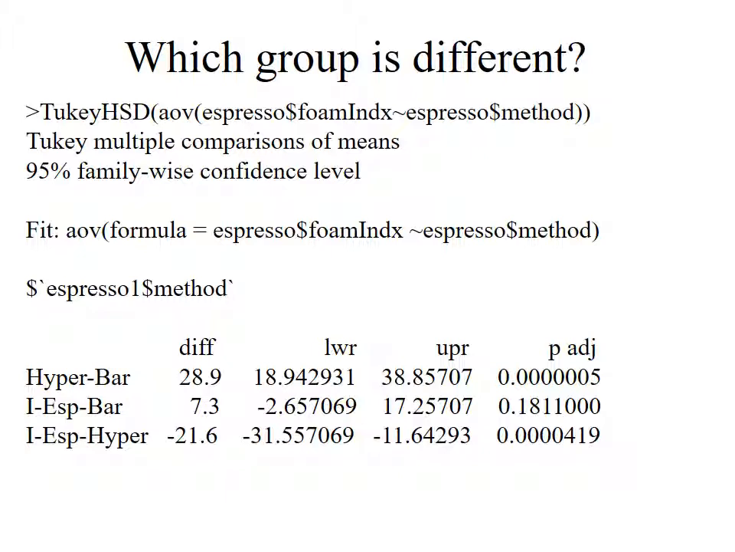On the other hand, if I go to the espresso method and compare that with the hyper method, then yeah, look at that. That's a statistically significant p-value, 0.0000419. That is indeed less than 5%. And so that tells me that we've got a statistically significant difference there. The hyper method is essentially different than the other two, but espresso and bar don't, at least this data doesn't establish a statistically significant difference between those two.